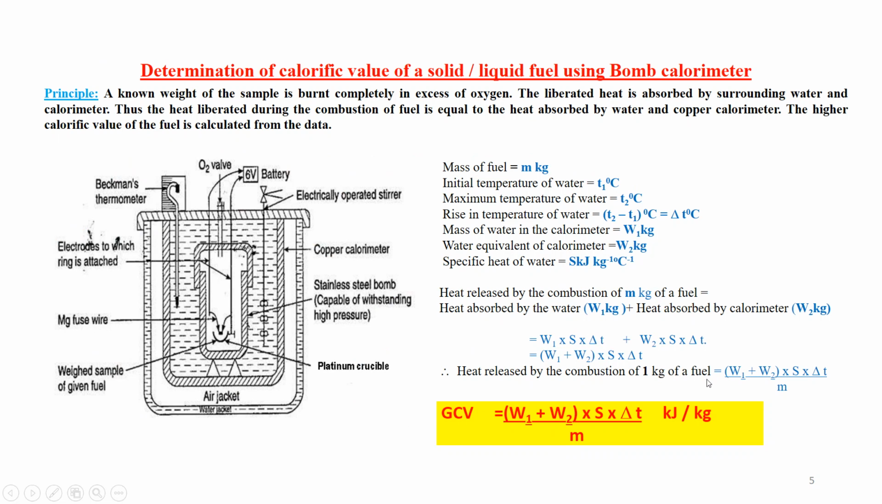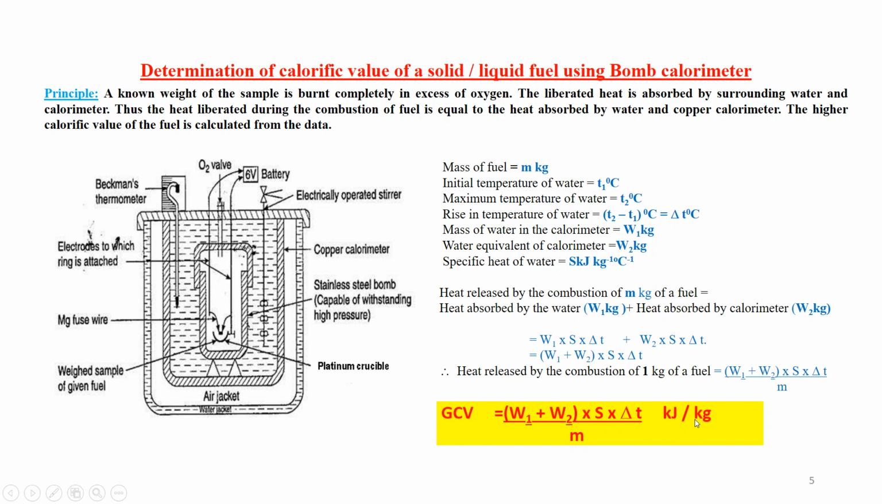Why do we take 1 kg? See the definition of GCV: the amount of heat liberated when a unit quantity of chemical fuel is burned completely. So that's why, for 1 kg of fuel, it is equal to (W1 plus W2) into S into delta T divided by m. This is for m kg. For 1 kg, how much? So that's equal to GCV, and this is the unit.